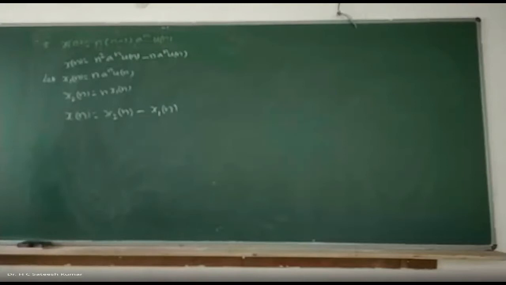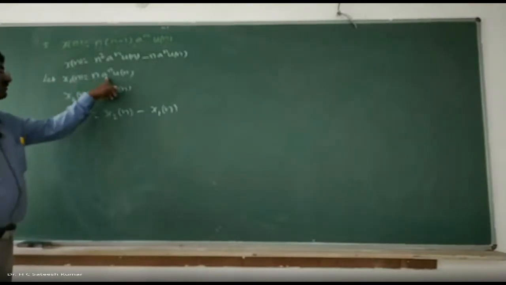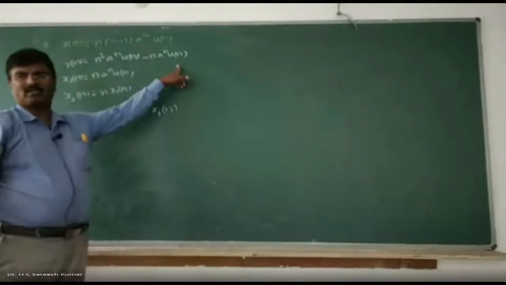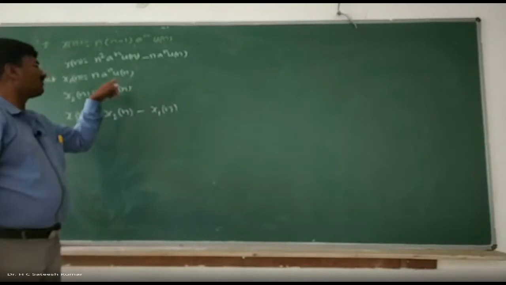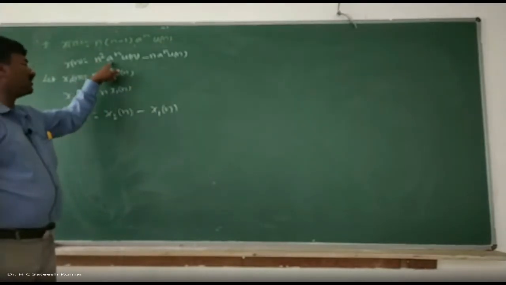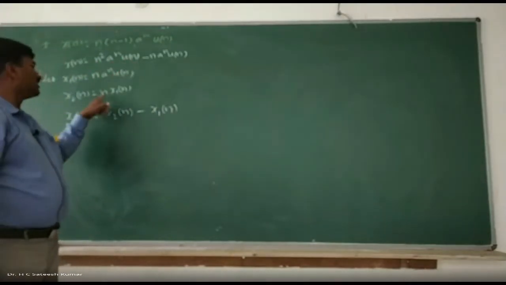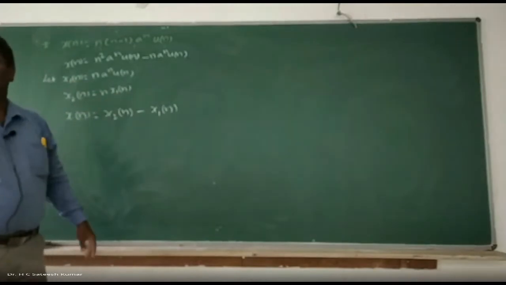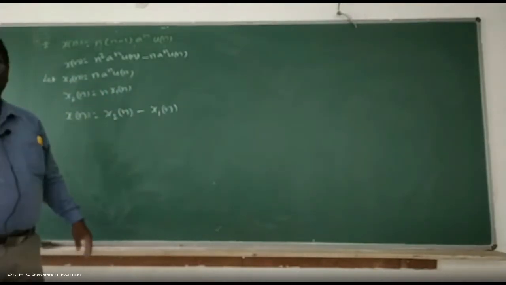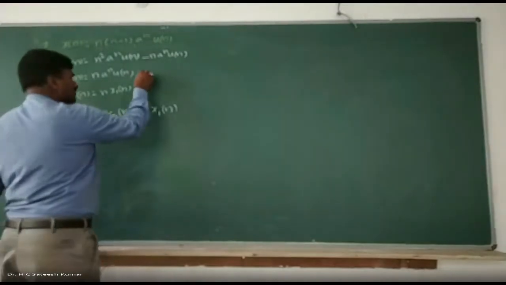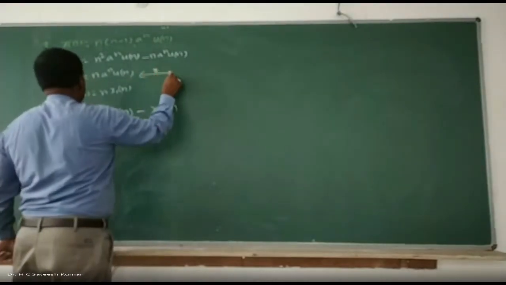What did we do? Let us take x1 of n equal to n into a power n into u of n. This relation is available. Now if you want n square into a power n into u of n, what should you do? We can do n into x1 of n. Any order is fine, no problem, but you should get back the original. So for the substitution, go for the z transformation.